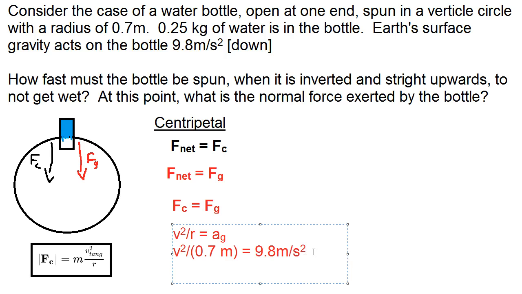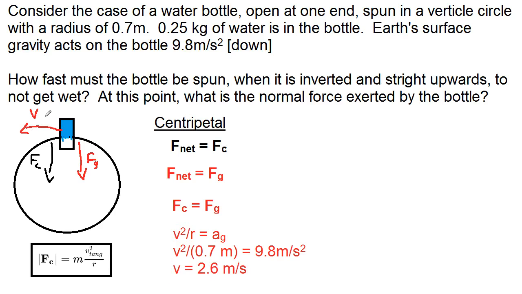Like so. We can then solve for v here. If we solve this, what we'll get is v is equal to around 2.6 meters per second. And that's how fast, in terms of tangential speed, we're going to need to spin this around to not get wet.